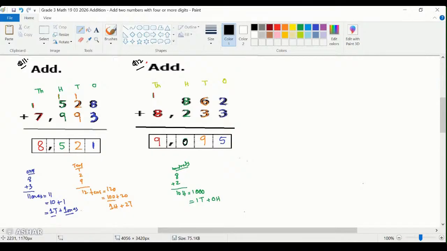Okay. One more example. For the next question, it says, add the numbers such that the numbers given are, just a moment, please.